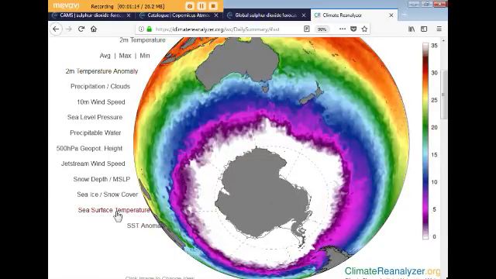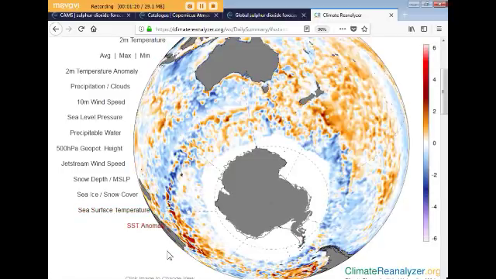Now let's look at sea surface temperatures. So there's that. Sea surface temperature anomalies. So when it's warmer than it's supposed to be, that means that water coming up underneath that ice shelf is going to be helping to melt everything from underneath.